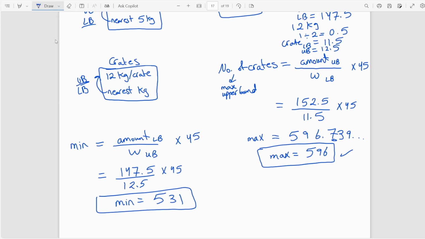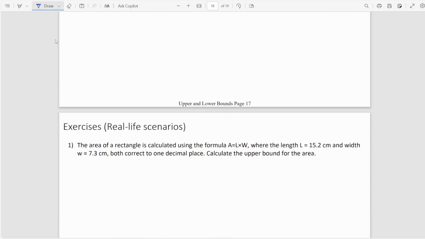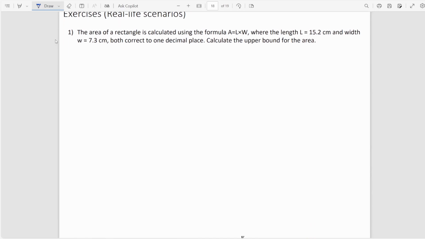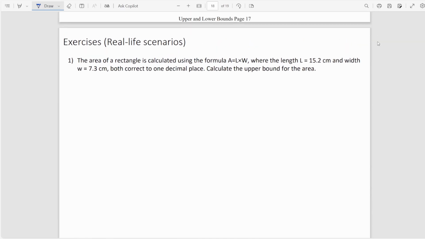Okay, so hopefully those examples were clear. Now let's take a look at some exercises to make sure that you understand. You should pause the video and try to solve each of the exercises on your own first.